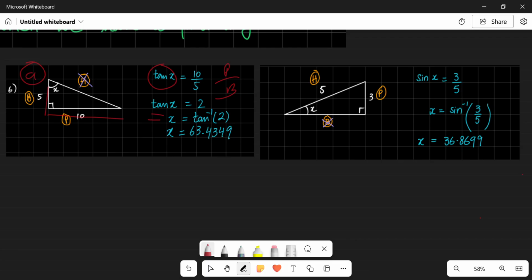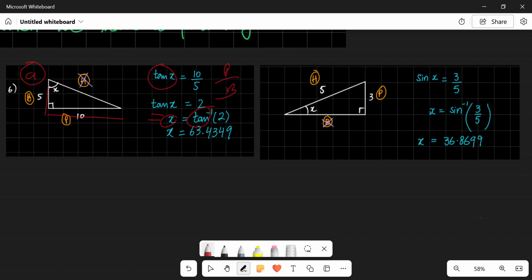So tangent x is equal to 5 over 10, which simplifies to 1 over 2. We need to find x. Tangent and x are multiplied, so tangent will shift over, and of course multiplication changes into division. That's why it's written as tangent minus 1 of 1 over 2. Are you getting it? So we use the calculator and find the answer. The answer will give you 63.4349.